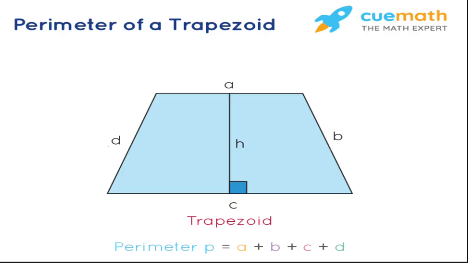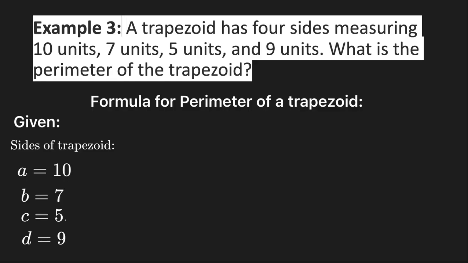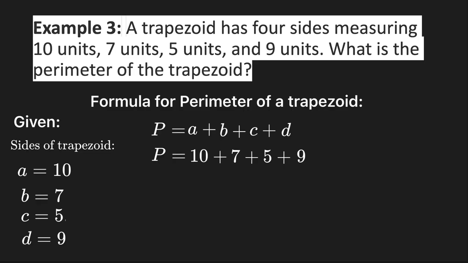Just add all sides. So here, the problem: a trapezoid has four sides measuring 10, 7, 5, 9 units. What is the perimeter of the trapezoid? So the given would be the sides of the trapezoid: A is 10, B is 7, C is 5, D is 9. And the perimeter, just add them. A plus B plus C plus D. So we have 10 plus 7 plus C is 5 plus D is 9. Adding them together will give us for the perimeter 31 units.